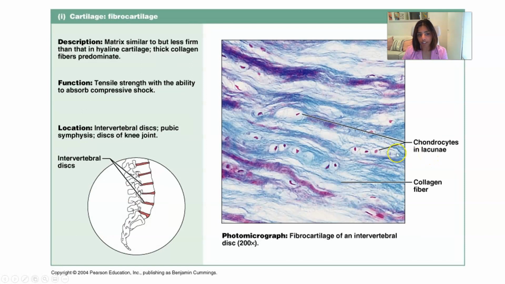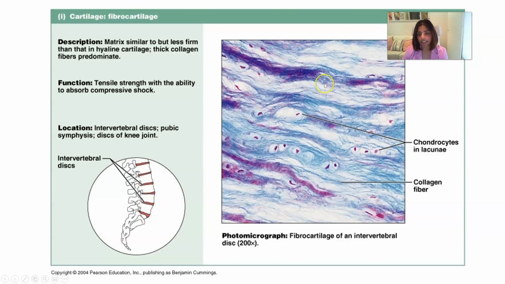The next type of cartilage we're going to look at, you can see, looks very different to hyaline cartilage. We have got fibrocartilage. Now, fibrocartilage is found at the pubic symphysis, so that's the joining piece of cartilage at the front of the pubic bone that joins the left and right pelvic bones. It's found at the knee, so the discs of the knee joint, and these intervertebral discs, so that's the cushioning in between the vertebrae.